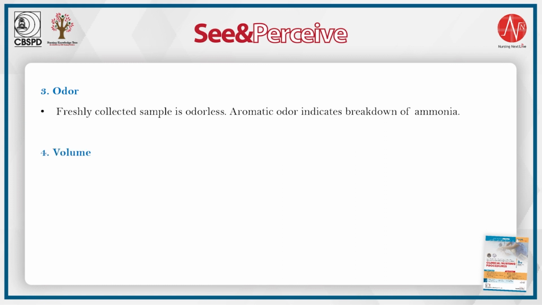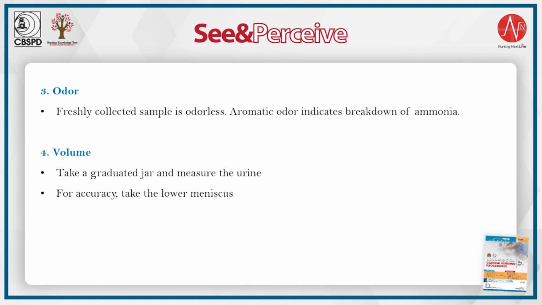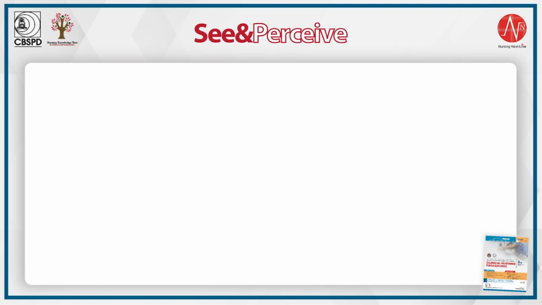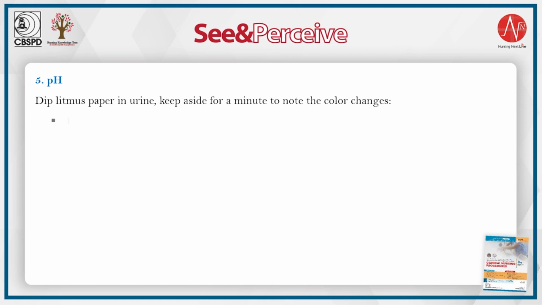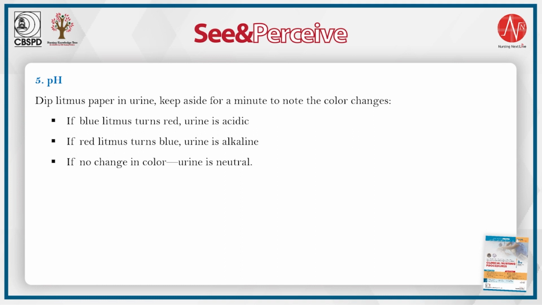Fourth, volume. Take a graduated jar and measure the urine. For accuracy, take the lower meniscus. Fifth is pH. Dip litmus paper in urine, keep aside for a minute to note the color changes. If blue litmus turns red, urine is acidic. If red litmus turns blue, urine is alkaline. If there is no color change, then urine is neutral.